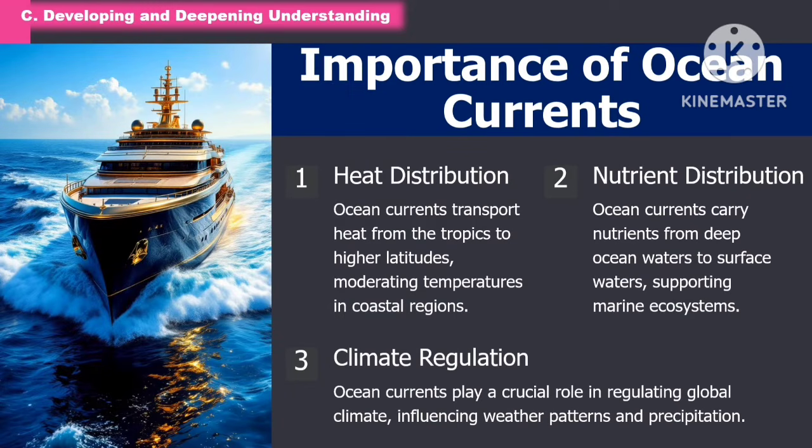The following are the importance of ocean currents. So the first one is the heat distribution. Ocean currents transport heat from the tropics to the higher latitudes, moderating temperatures in coastal regions. The second one is the nutrient distribution. Ocean currents carry nutrients from the deep ocean waters to surface waters, supporting marine ecosystems. And the third one is the climate regulation. Ocean currents play a crucial role in regulating global climate, influencing weather patterns and precipitation.